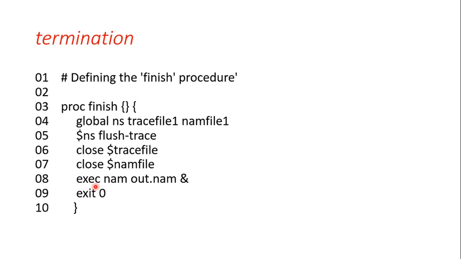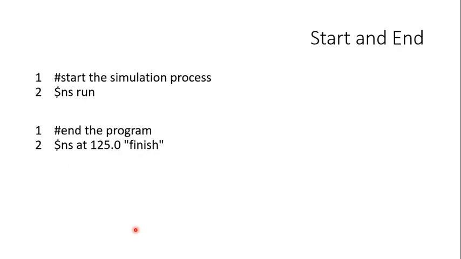Then we have exec, the executable command, which actually initializes the nam file for starting the visualization of the executable file for the user appearance. That will be done by the exec command. And finally we have exit, which actually closes the complete application, and 0 which indicates the clean exit. So till now we saw about the termination.